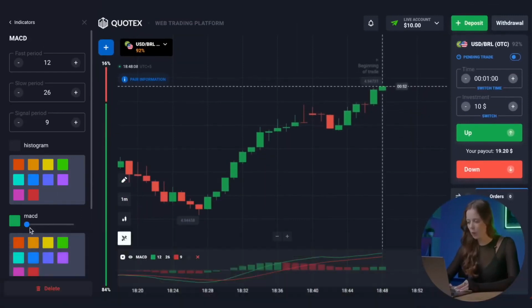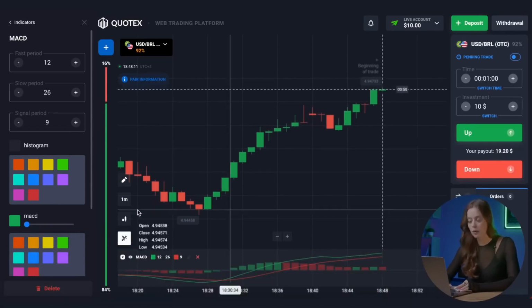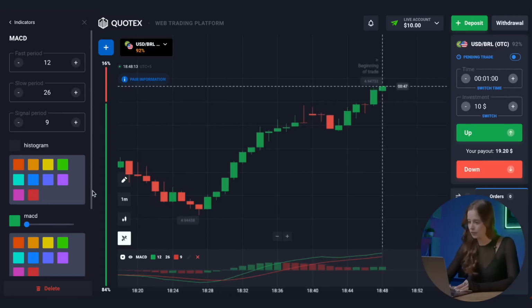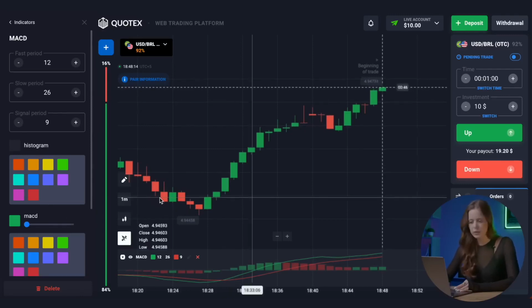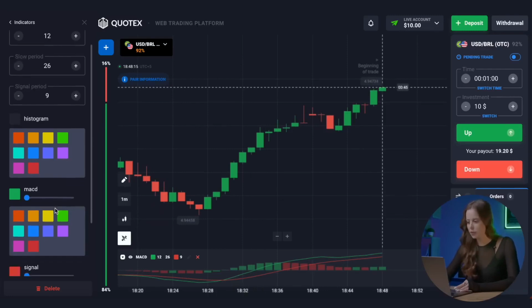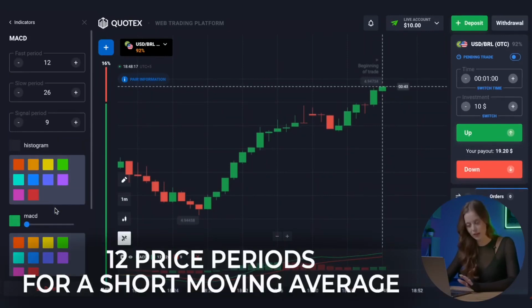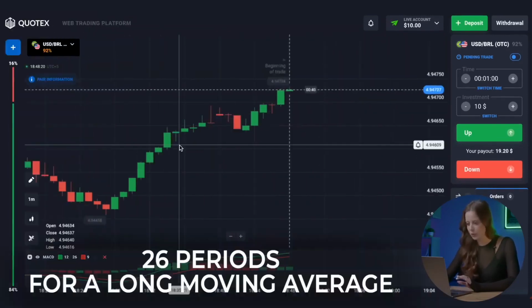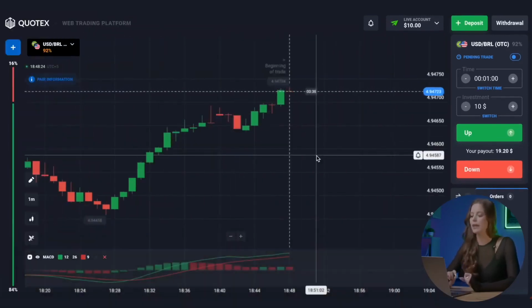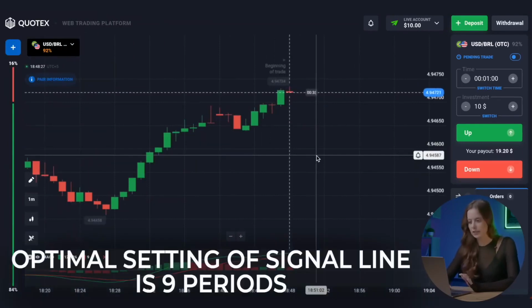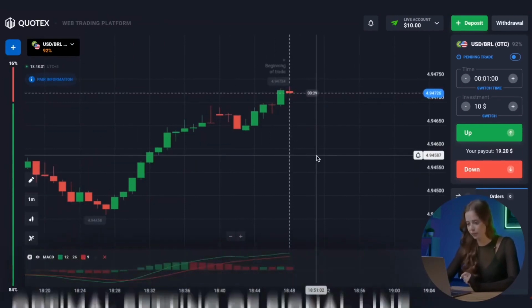The MACD is one of the most basic indicators for trading, which allows us to determine the strength of the trend and the direction of price movement. So we set all the necessary parameters for us, and it's best to use 12 price periods for a short moving average and 26 periods for a long moving average. The optimal setting of signal line is 9 periods.